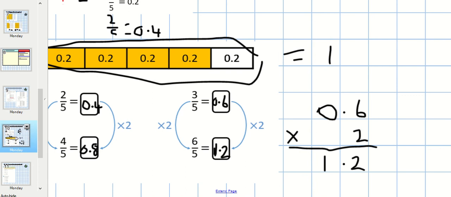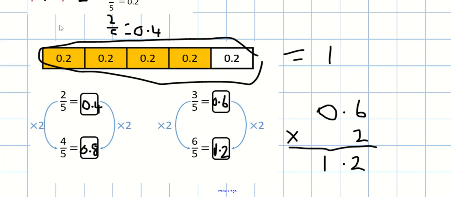Okay, I want you to now go away and have a go at the worksheet you've been set today. You've got to try and change the fractions you see into decimals, and I want you to try really hard and just think about, well, what is 1/10? Well, 1/10 is 0.1, and 1/5 is going to be 0.2. And from there, you can work out all the other decimals.